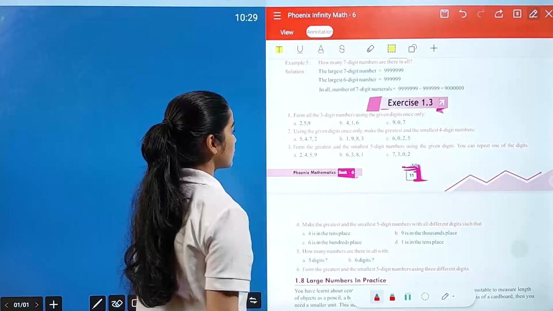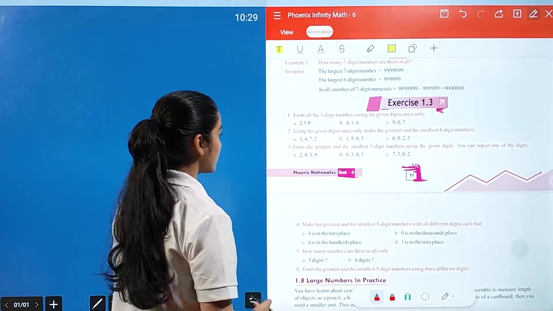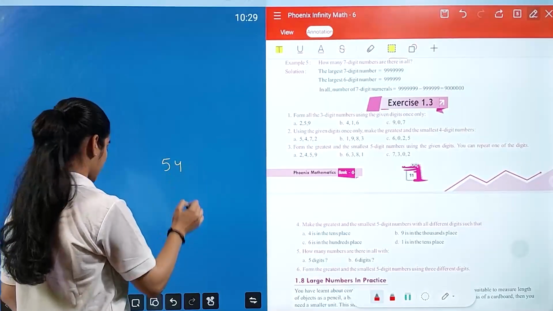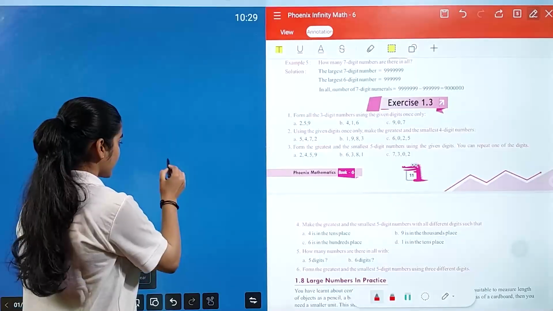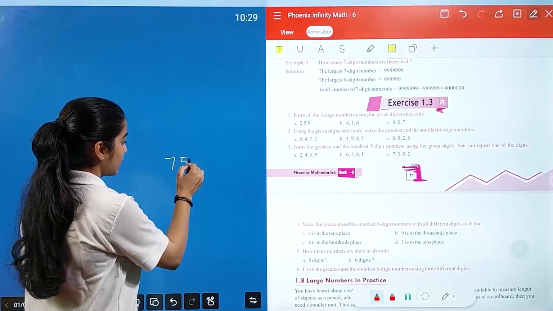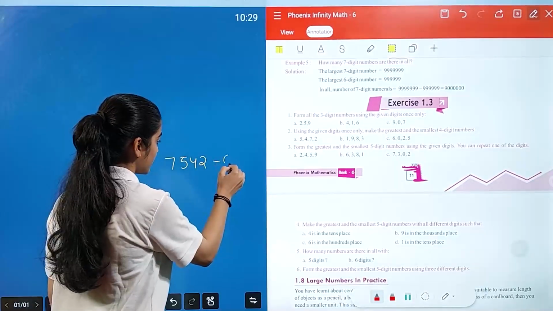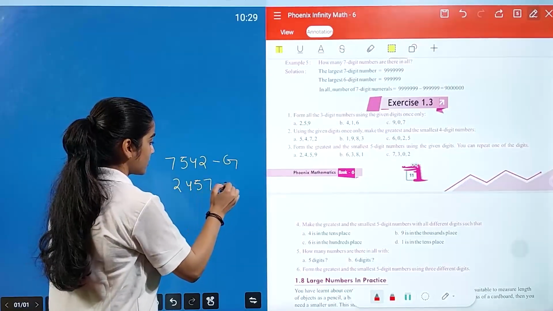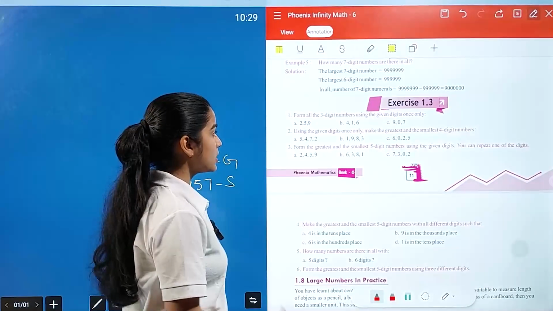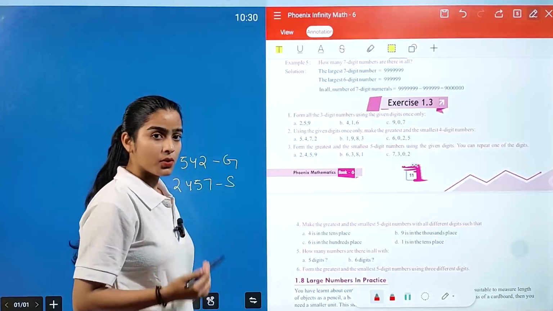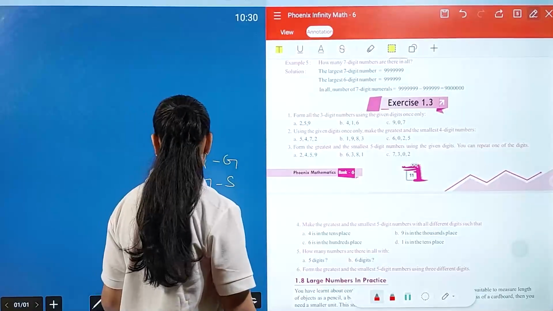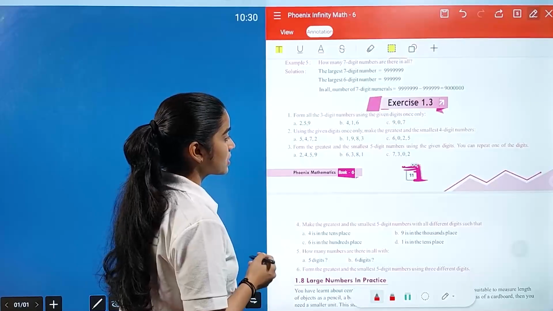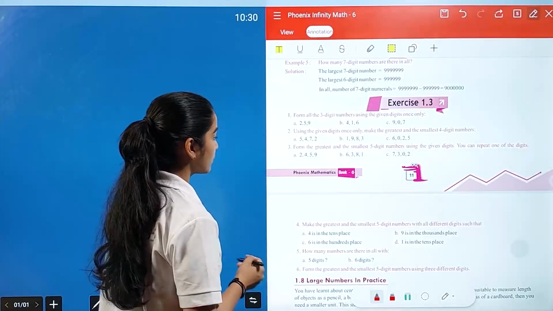Now, using the given digits once only, make the greatest and smallest 4-digit number. So, 7, 5, 4, 2 is your greatest number and 2, 4, 5, 7 is the smallest number. So you can simply do your question number 1 and question number 2 as I do. Okay. Now we have question number 3. Form the greatest and the smallest 5-digit number using the given digits. You can repeat one of the digits.